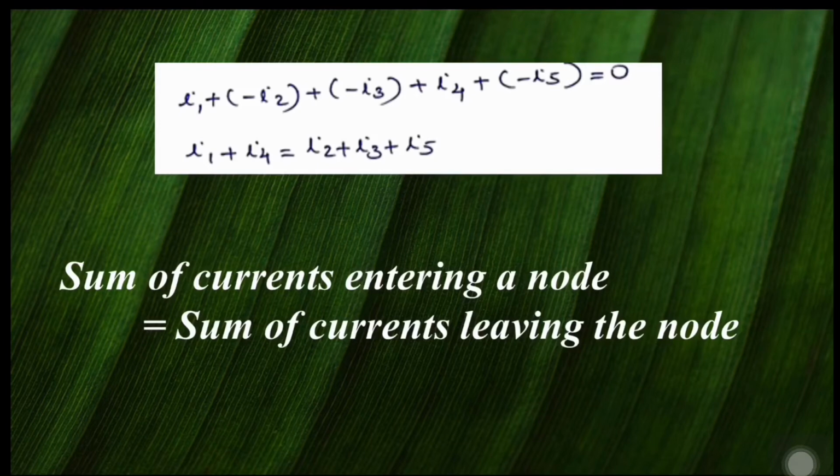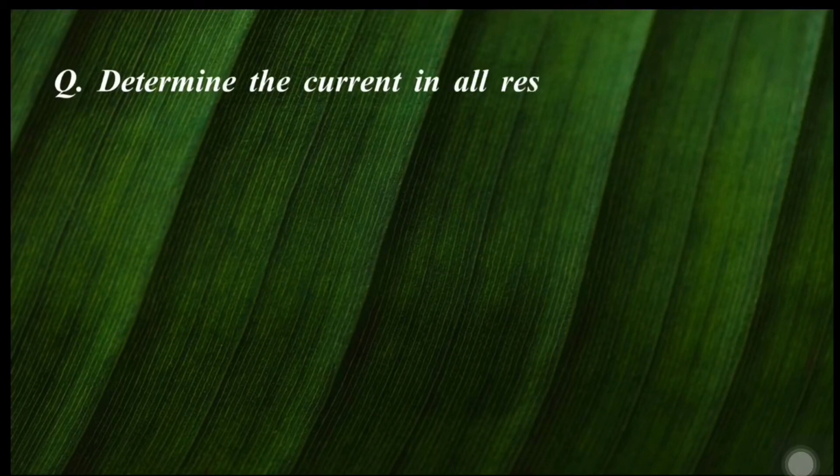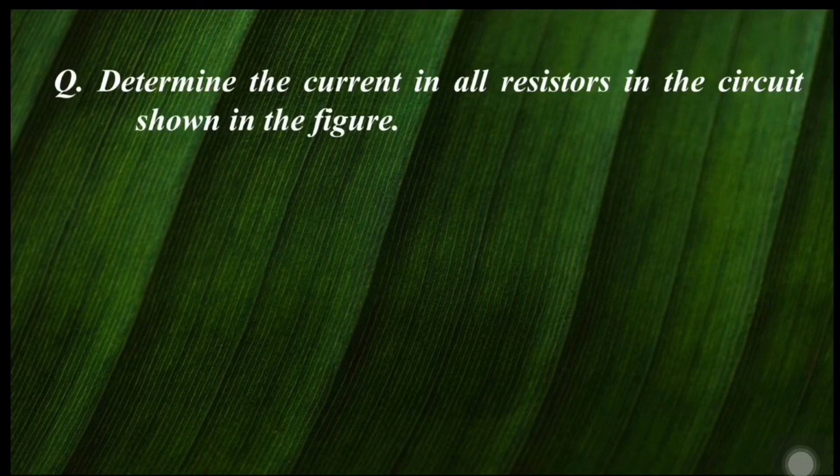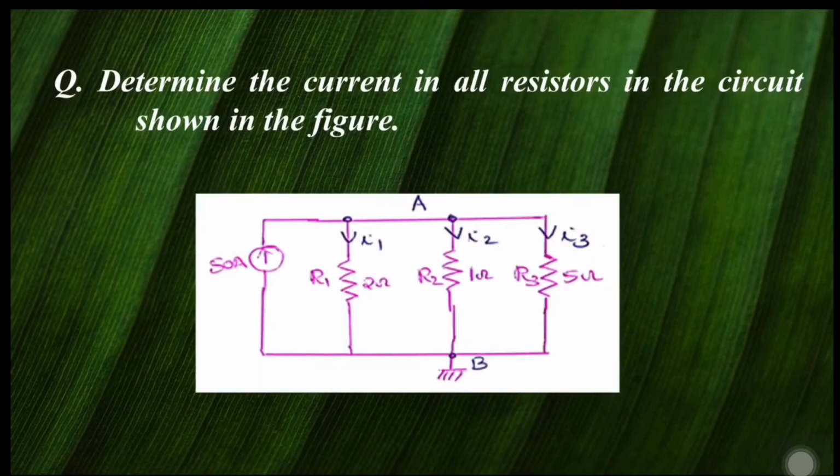Let me now take you to some problems based on KCL. If you have any doubts regarding KCL, you can clear them by solving these questions. The first question I have for you is: determine the current in all resistors in the circuit shown in the figure. The network is given here. Here we have one independent current source of 50 ampere and three resistors R1, R2, R3. The currents through these three resistors are to be determined.